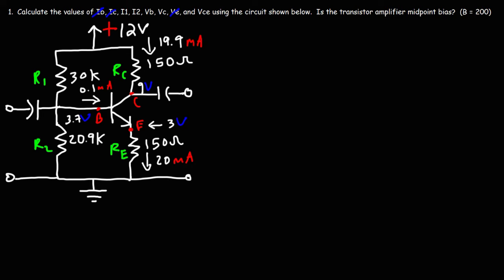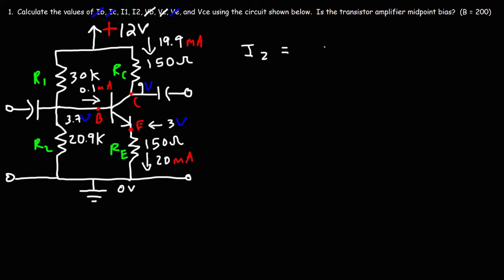So now that we have VB and VC, what's next? The next thing we need to do is calculate I1 and I2. It's better to calculate I2 first before you calculate I1. Well, in actuality, you can do it in any way, so it really doesn't matter. I'm going to calculate I2 first. I2 is going to be the voltage across it, which is 3.7 with respect to ground, and ground is going to be 0 volts.